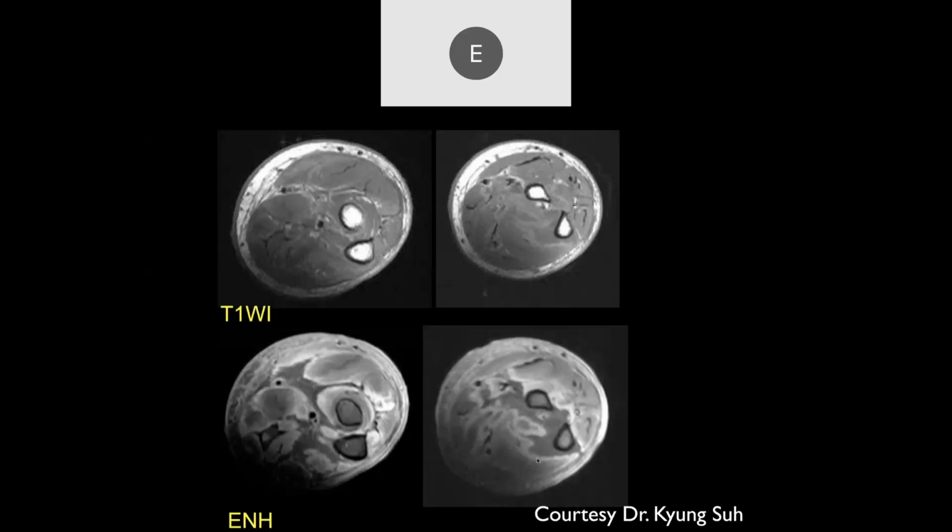Here we see fluid collections within the muscle. This could be fluid between the muscles, or it could be necrosis of the muscle. I would bet on pus.